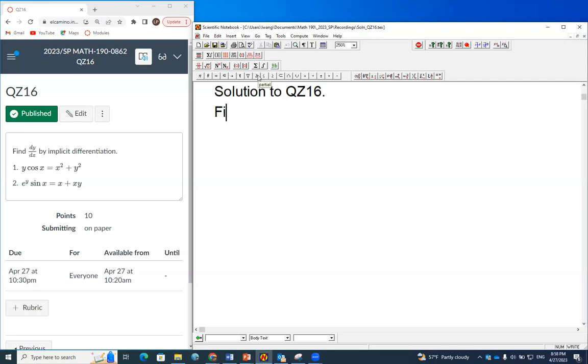Okay, so let's write down the fundamental question. Find dy dx by implicit differentiation. So we got y multiply cosine x equals to x squared plus y squared. That's the first question.